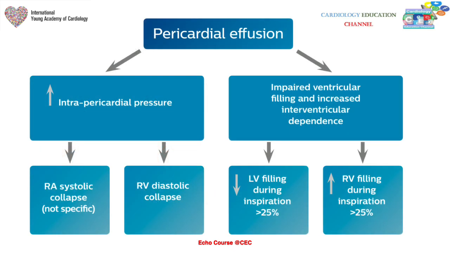So, in pericardial effusion, you have an increase in the intrapericardial pressure. This increase in intrapericardial pressure may lead to right atrial collapse, which is not specific, but it may lead to right ventricular diastolic collapse, which is very specific if you see it by echocardiography, especially in the 2D. And also the pericardial effusion may lead to impaired ventricular filling and increased interventricular dependence. So this is causing a reduction in the left ventricular filling during inspiration and an increase in RV filling during inspiration.